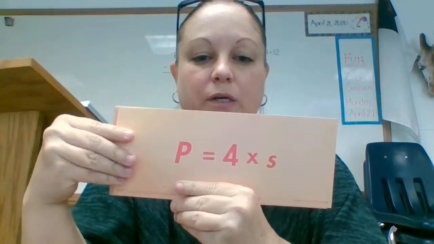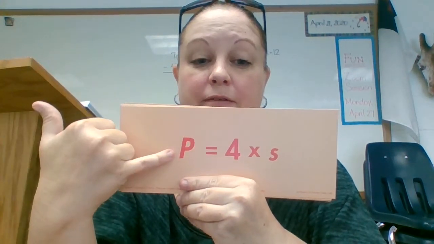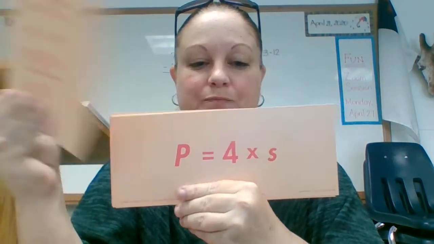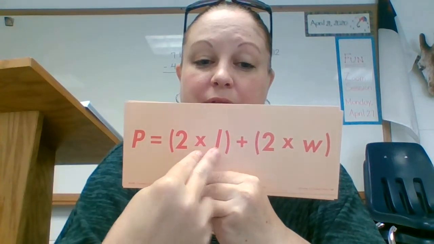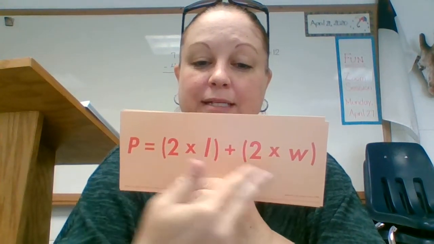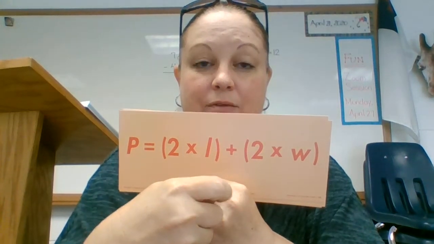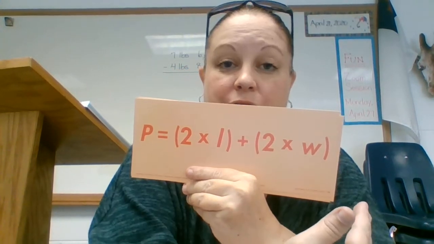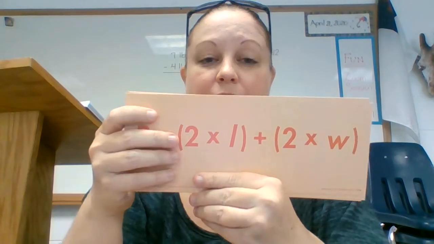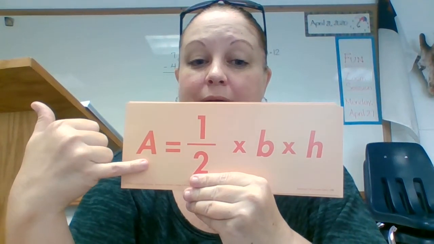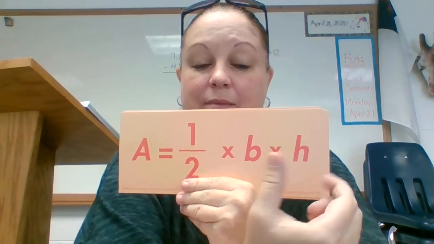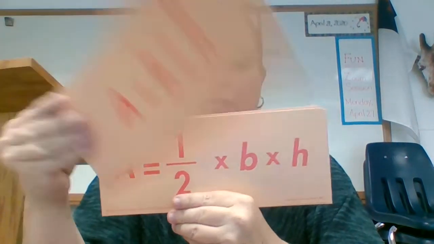All right, let's move a little more quickly. Okay, perimeter of a square, 4 times the sides. Perimeter of a rectangle, remember it's double the length plus double the width. We've got to double those first and then add it together, or we can add the two together and then double it. Either way, you're going to get perimeter. All right, area of a triangle is half times base times height, and again, we can do it without the multiplication signs.